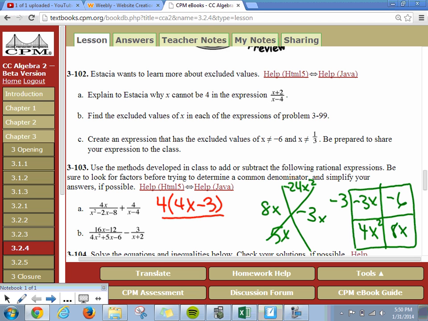So over here, we're going to get a negative 3. Below, we can pull out, looks like a 4x. Down below, we can just pull out an x and a positive 2.